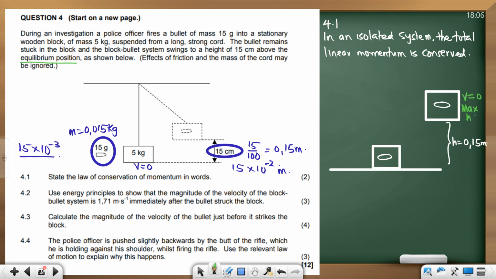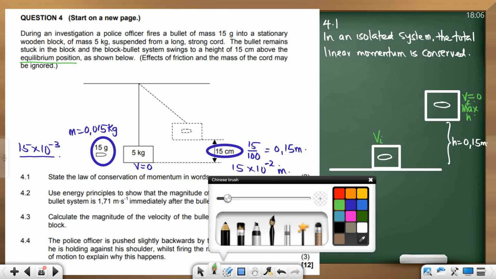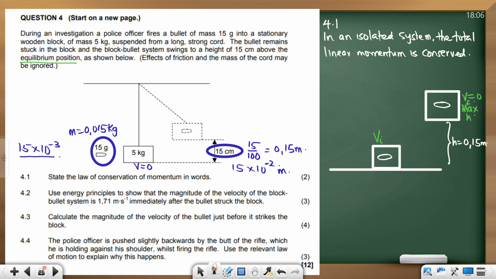What are we looking for? We are looking for the velocity at the bottom, Vi. We know our final velocity is 0. Energy principles. Oh, sweet maths. We can now use mechanical energy. E-mech at the bottom is equal to E-mech at the top. So E-mech initial would be equal to E-mech final.